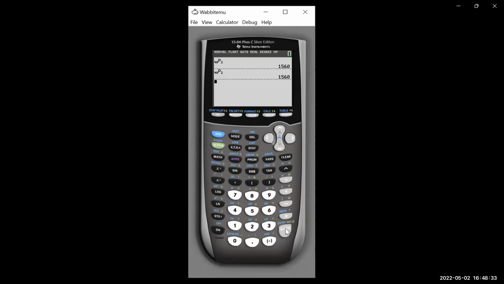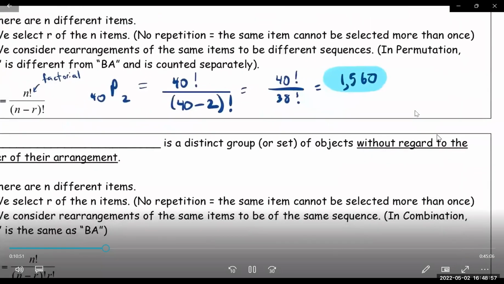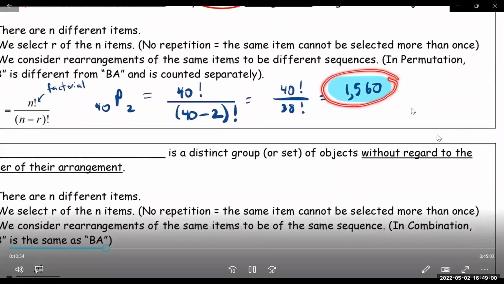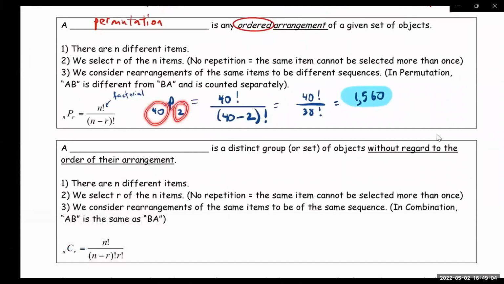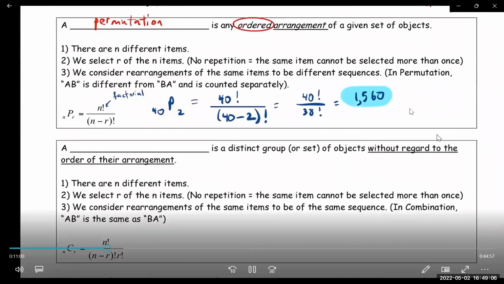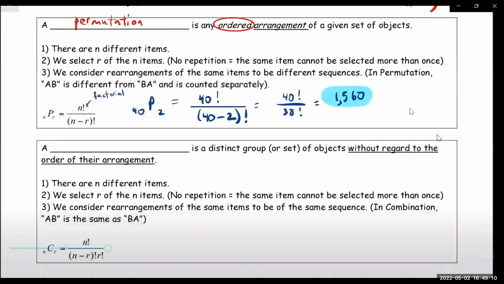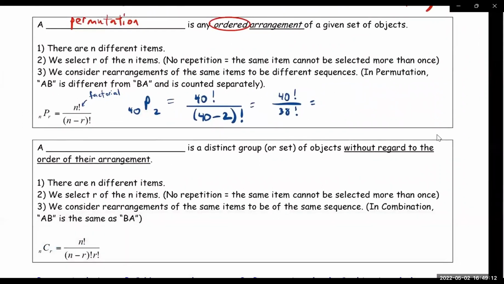Okay. All right. So let's say you didn't have a calculator. So let's show you how to do this without a calculator. At this point, we already know the answer is 1560. So that's how many different ways you can select 2 people out of 40 to be a leader and an assistant. All right, so if you don't have a calculator, you would just do it this way.